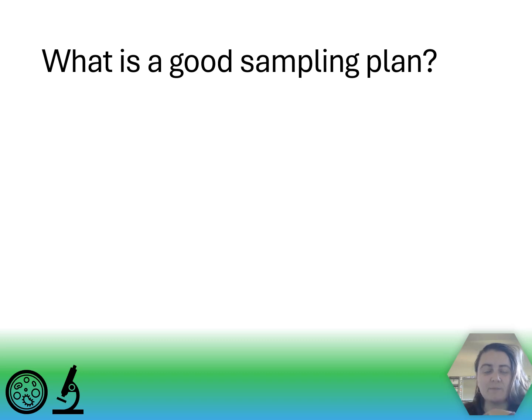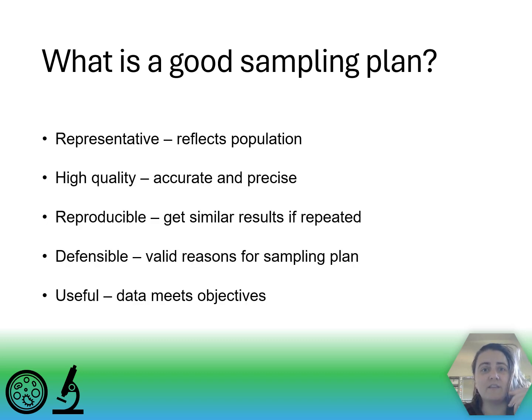So the first thing that I want to make sure that we talk about is the fact that when we sample, things should be representative. So they should reflect a specific population that we're looking at. The next thing is that they should be high quality, so they should be accurate and precise. They should be reproducible, which means if we repeated our sampling procedure, and with those samples we did our analysis again, we'd get similar results. That's reproducible. Defensible means that we have valid reasons for our specific sampling plan.